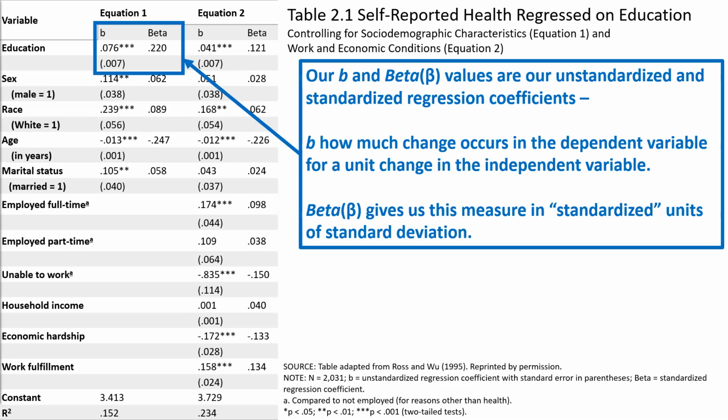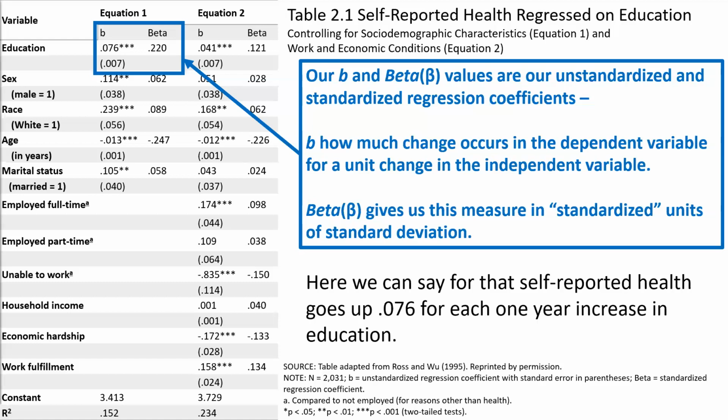For each variable, there is a b and a beta value. Recall that these values are our slope. They are our unstandardized and standardized regression coefficients, our slope coefficients. They tell us how much change occurs in the dependent variable for a unit change in the independent variable. So here we can say that self-reported health goes up 0.076 for each year increase in education. So that's how we interpret those slope coefficients.